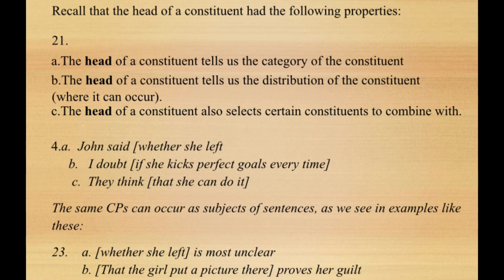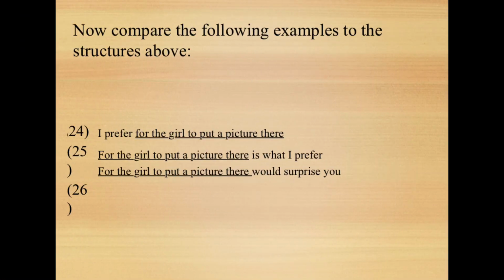So far, we have seen that CPs can occur as the sister of V. We have here, John said whether she left. I doubt if she kicks perfect goals every time. They think that she can do it. The same CPs can occur as subjects of sentences, as we see in examples like this. Whether she left is most unclear. That the girl put a picture there proves her guilt. So it looks like both CPs and DPs can be the subject of a sentence.